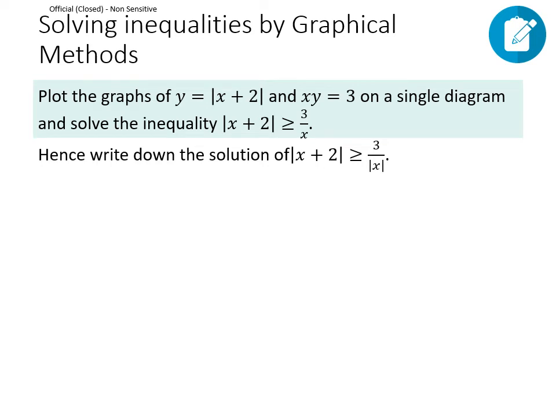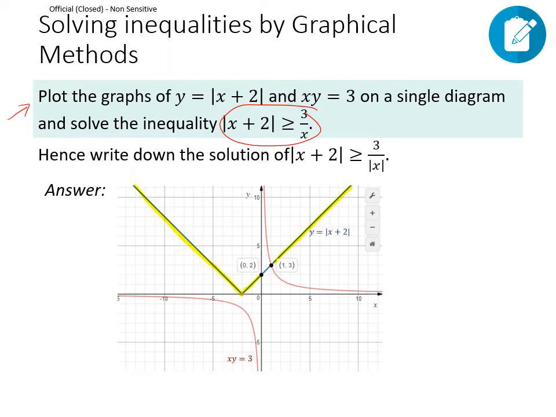Another example to solve inequalities by the graphing method is given here, and there are two portions to this question. We are going to first plot a graph of such and solve the inequality given over here. So we sketch two graphs, we plot two graphs over here for you, and the modulus function is the graph that is V-shaped, and the graph over here, y equals 3 over x, really is our rational function that you can see in red.